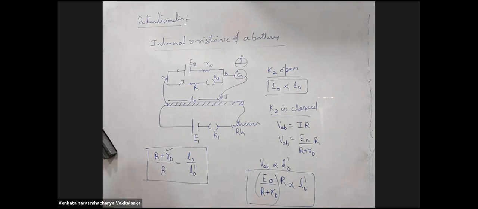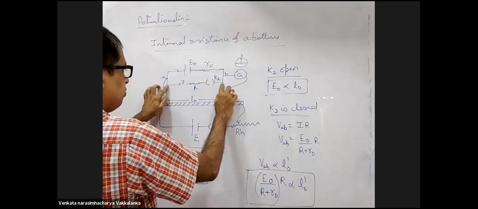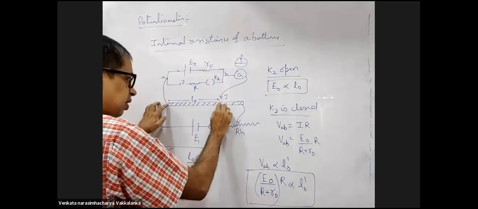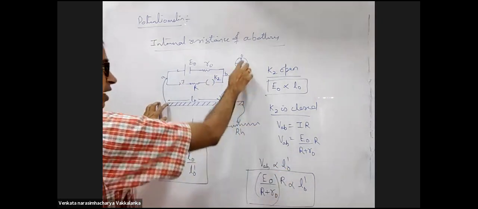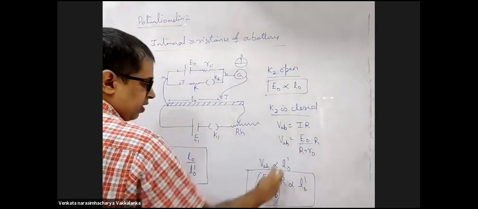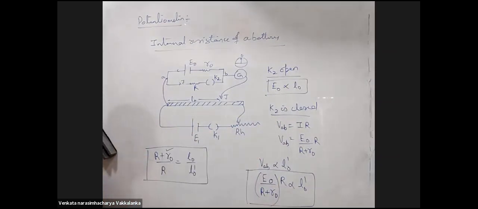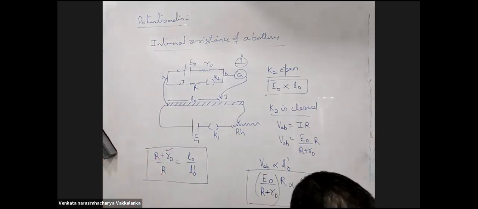Will I get R naught? Yes, sir. When K2 is closed, there will be current here. That current will give me a potential difference of I into R across A. That potential difference will be equal across this balancing length L naught dash. Only then I'll get null deflection. So that VAB I substituted here, divided both the equations, I get R naught, which is the internal resistance of the battery. Take it down till here. I'll take a few examples.